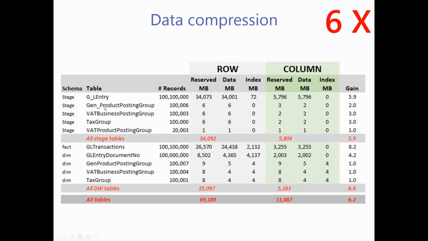Now looking into the smaller tables with 100,000 rows, we get some performance gains, but less than with the big table. Now we look into the all stage table, the performance gain in this scenario is 6 times.